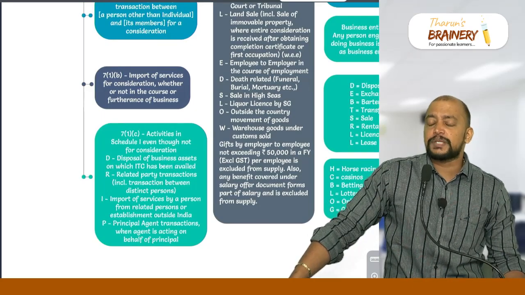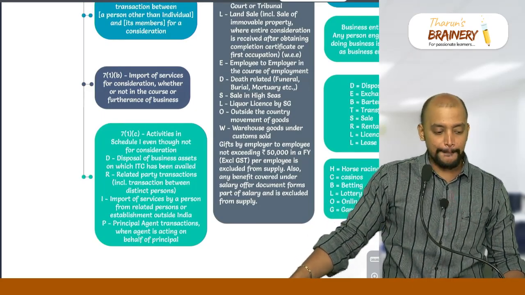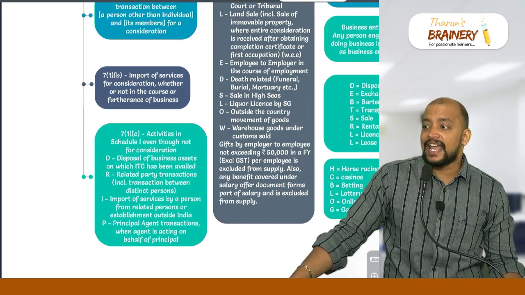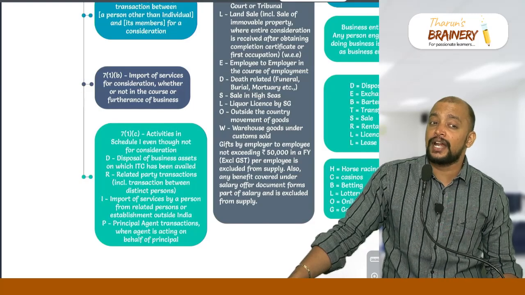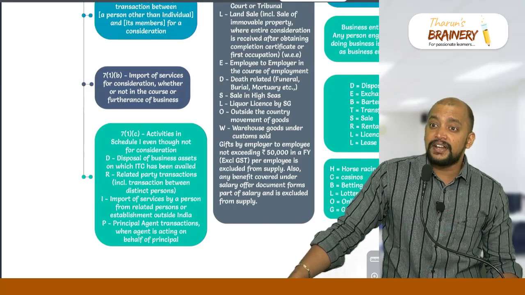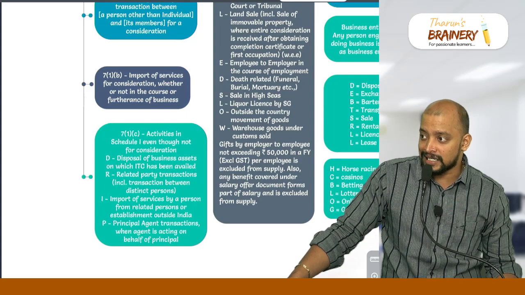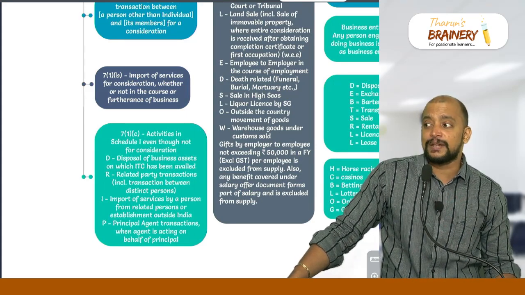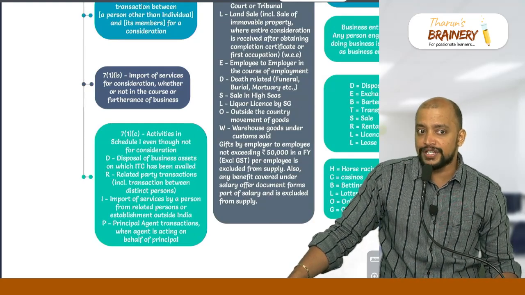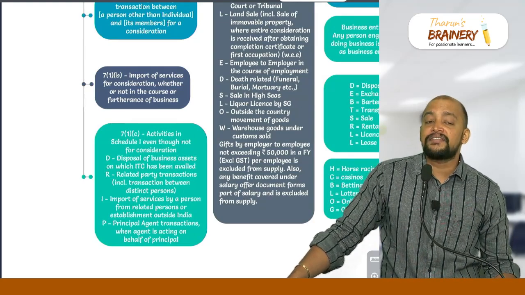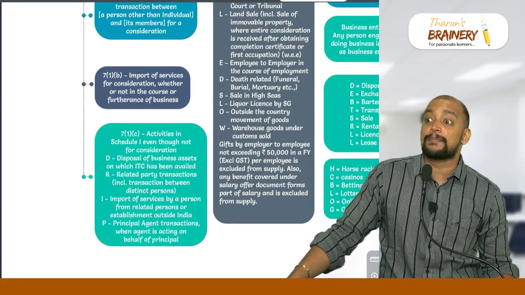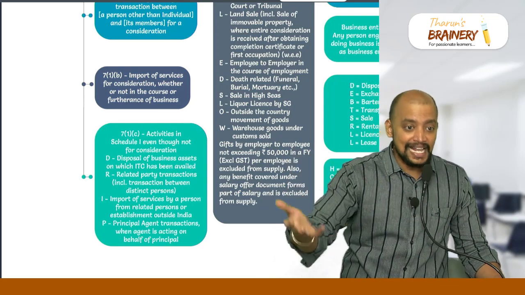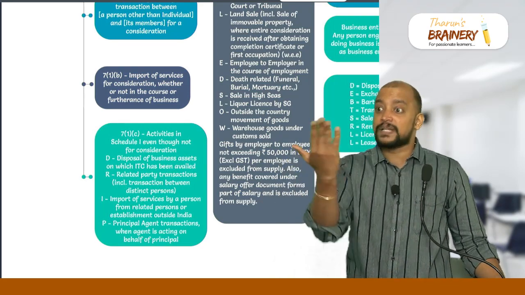7.1 B you read. What is the difference between 7.1 A and 7.1 B? 7.1 A is any activity, but 7.1 B is only import of services. 7.1 A and B both require consideration, but 7.1 A is in the course or furtherance of business, but 7.1 B is whether or not in the course or furtherance of business. And 7.1 A, you know, should be seen from the supplier point of view. Sale, transfer, barter, exchange, license, rental, lease, everything from the supplier point of view.